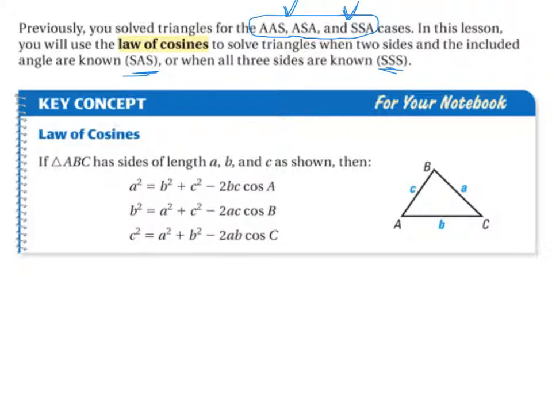The law of cosines says if triangle ABC has sides of length A, B, C as shown, then these work. A squared, so if I'm trying to find this one, it's B squared plus C squared minus 2BC cosine A. What I try to remember is, let's see if I can get a highlighter here, and maybe a light yellow. I'm trying to find A, the side A. Notice there's no side A here. I'm trying to find side A, so I use angle A. Makes sense?